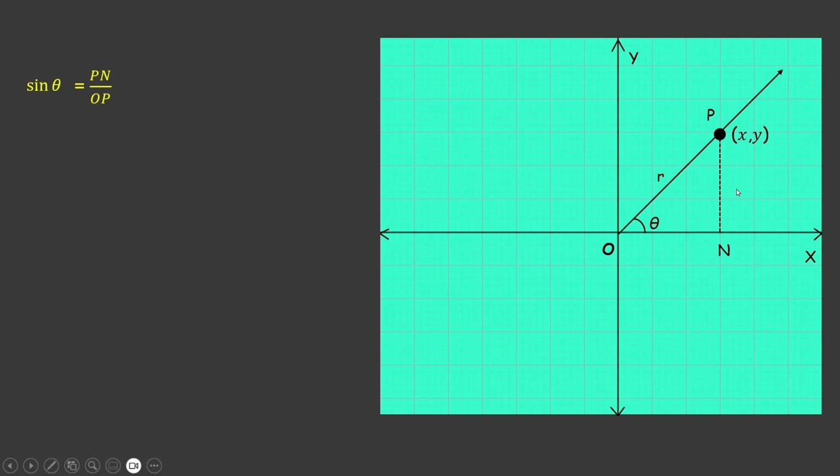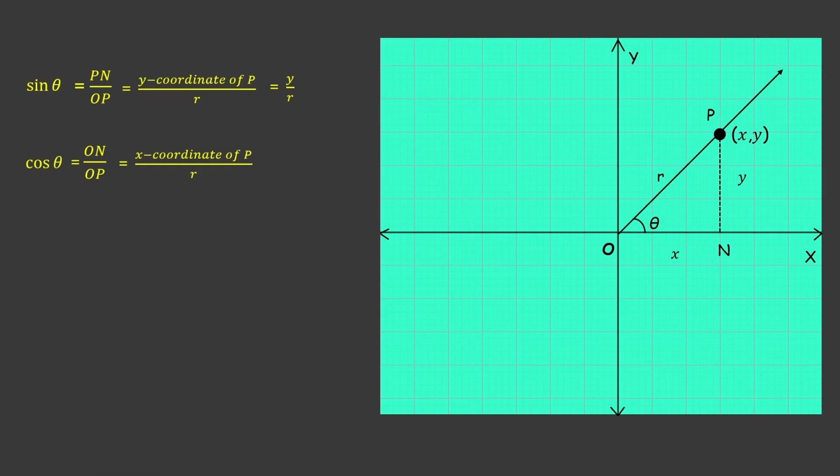Now, PN here is y units, since the coordinates of P are x, y, and ON is x units. Now, think about this. PN is y, which is actually the y coordinate of point P. So we can say that sine theta is y coordinate of P upon R. OP is R, right? Which is y upon R. Then cosine theta will be ON upon OP. ON is x, which is the x coordinate of point P, upon OP, which is R. This becomes x upon R.